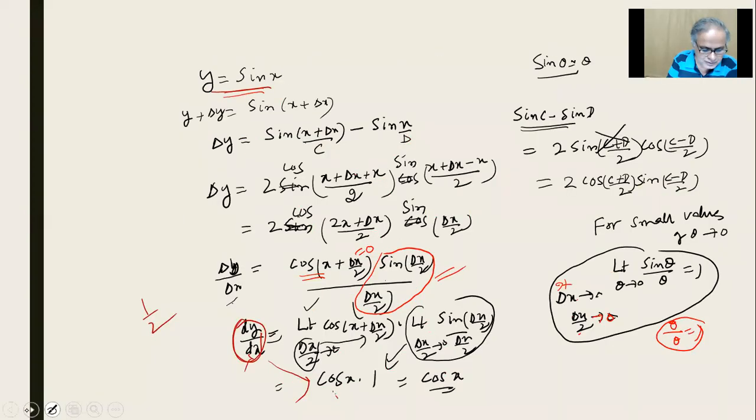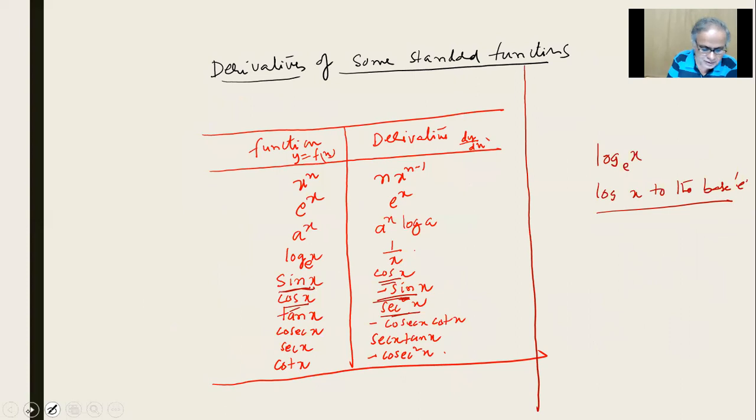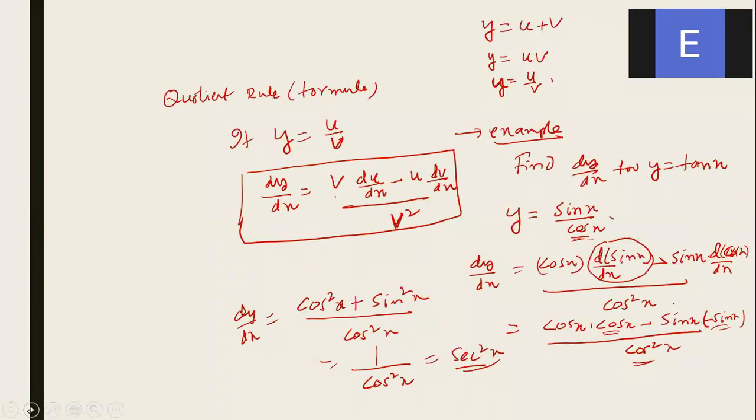Yes, sir, and another one, sir. Next slide. Sir, here in the formula, it's dy by dx is equal to v into du by dx, no, sir. Can we write it as du into v, like we can take du, sir, by dx? I did not get you. Sir, like it is v into du by dx, no, sir.